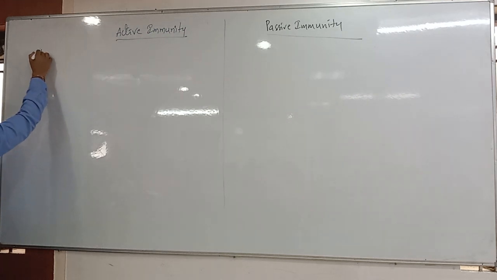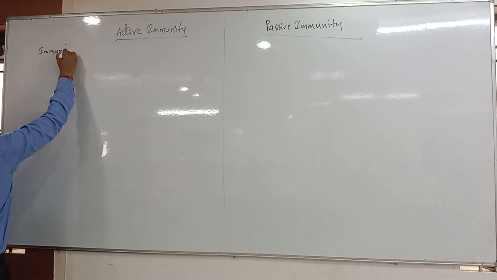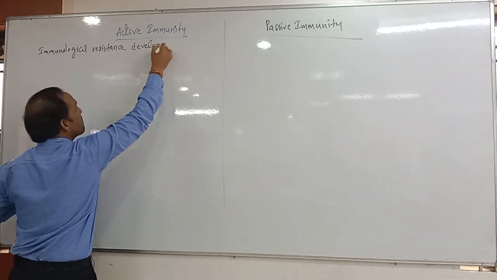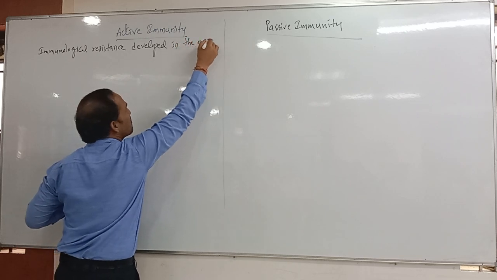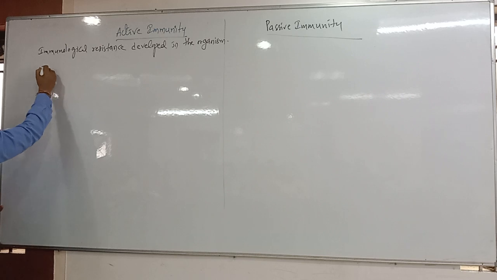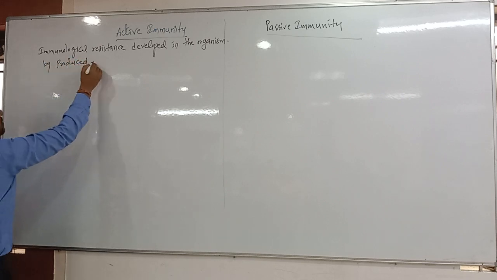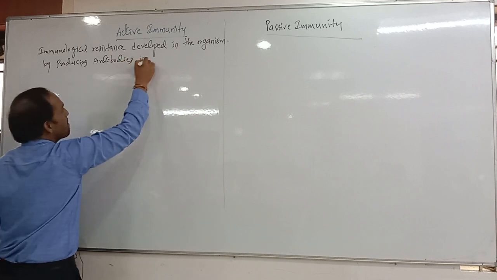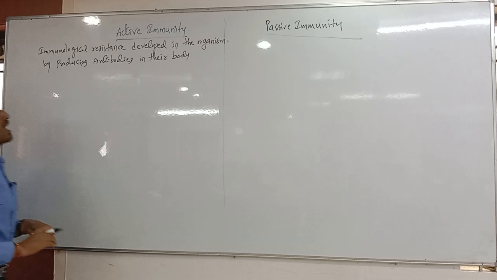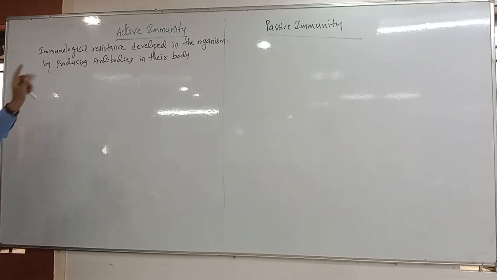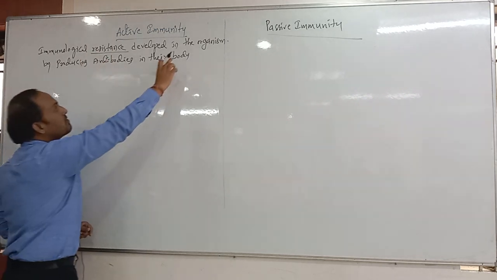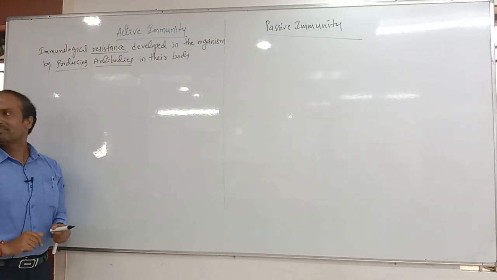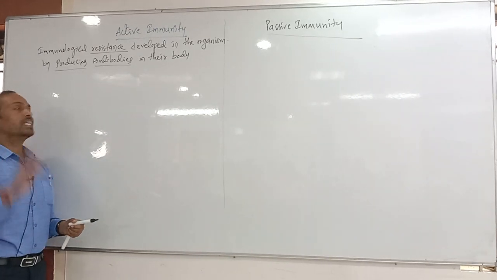Okay. So this is called immunological resistance developed in an organism by producing antibodies in their body. This is generally called active immunity. Simple. Understood? Immunological resistance, when it is developed in the organism by producing the antibodies in their body. But when will the antibodies be produced in their body? When the antigen is entering into the body. That is called active immunity.